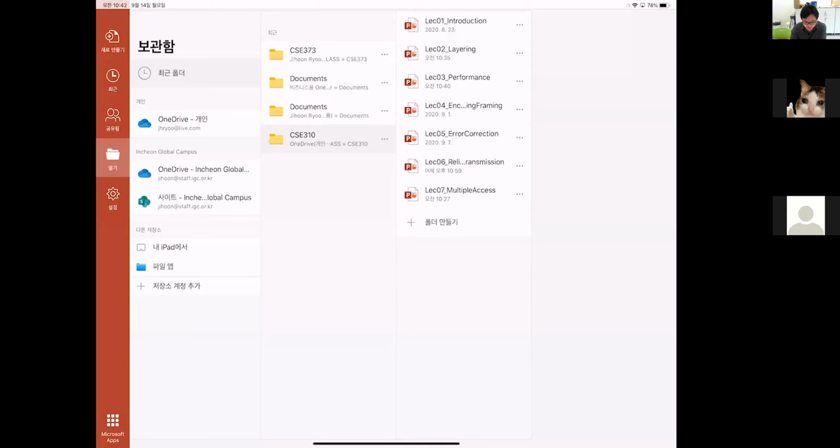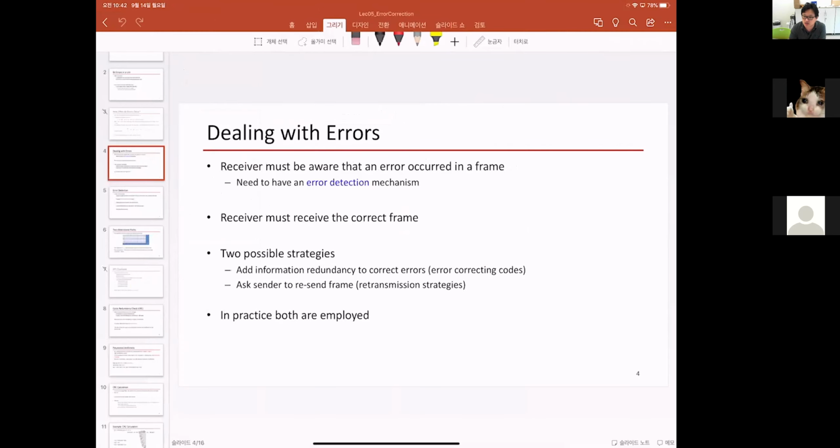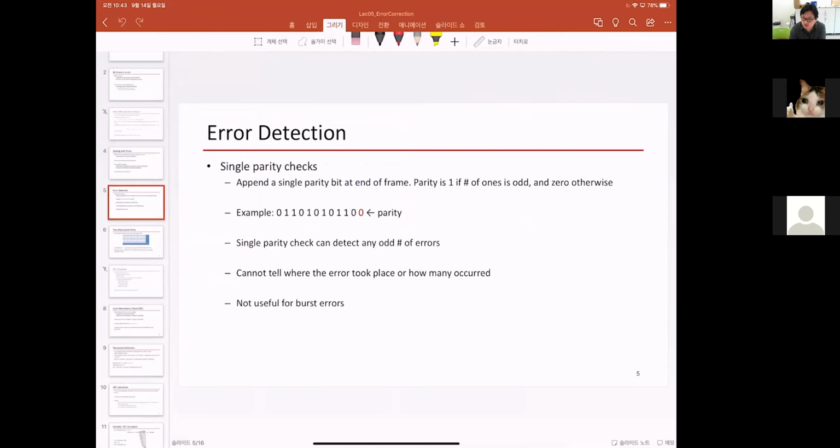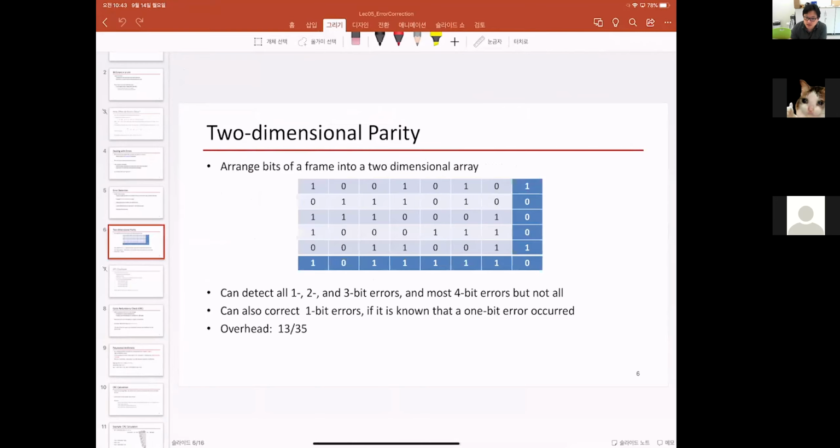Then, when something bad happens, we have to have the ability to correct it. At the very basic level is detection of the error. So we checked error detection with the parity, 1 bit. If there's something bad, I have the ability to tell whether it is correct or not, when it is a 1-bit error. And we have more ability if we have two-dimensional parity. By this, we can detect 1 to 3-bit errors and up to 4-bit errors when we are lucky. And we have the ability of 1-bit error correction when we know there is a 1-bit error. The overhead is large too.